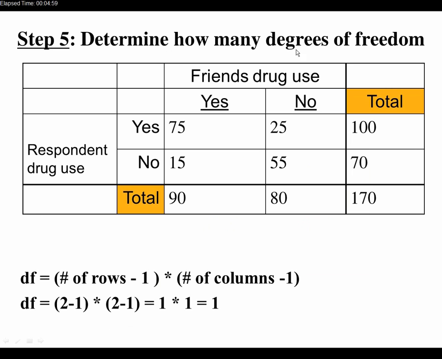Step 5 is determine how many degrees of freedom there are, because don't forget we have to look at that critical region. So remember, the degrees of freedom equals the number of rows minus 1 times the number of columns minus 1. So it's a 2 by 2 table, so 2 minus 1 times 2 minus 1 equals 1 times 1 equals 1. That's the degree of freedom, 1. And step 6 is check the chi-square distribution table.